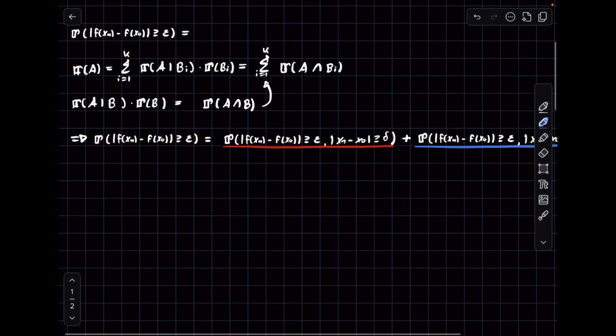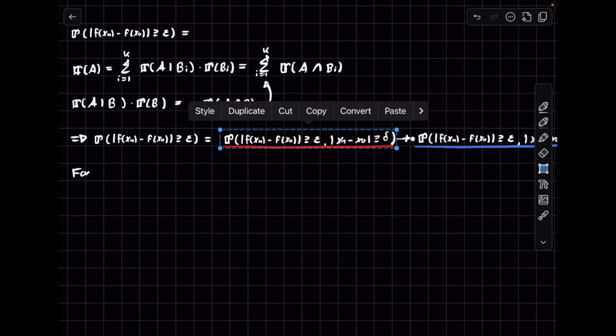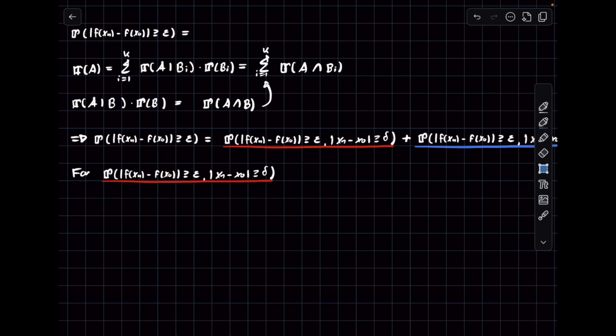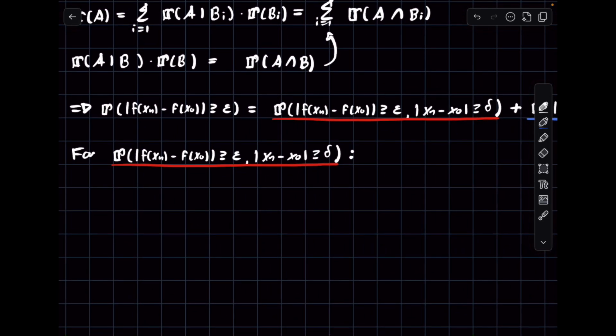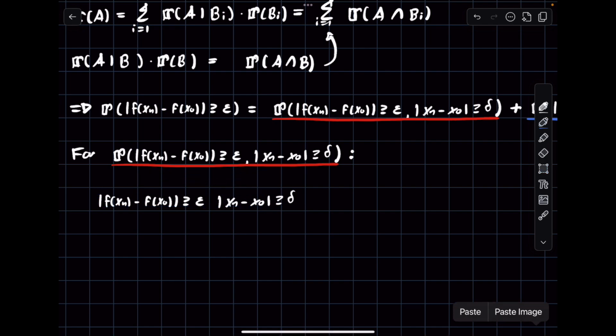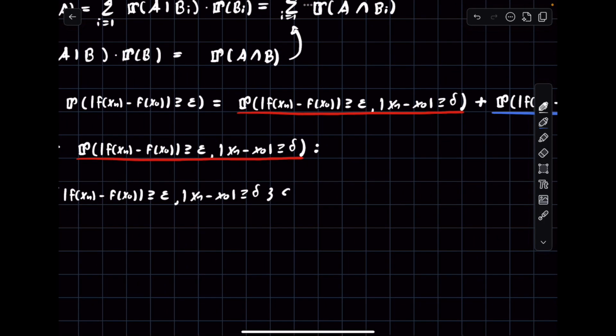So for this guy, what do we do? Well, we have to just check something out. We have to see the following, okay? We have to understand that this event, I'll just copy it real quick. This little event, right? I'll just write it as this, is going to be a subset of, simply put, this guy.